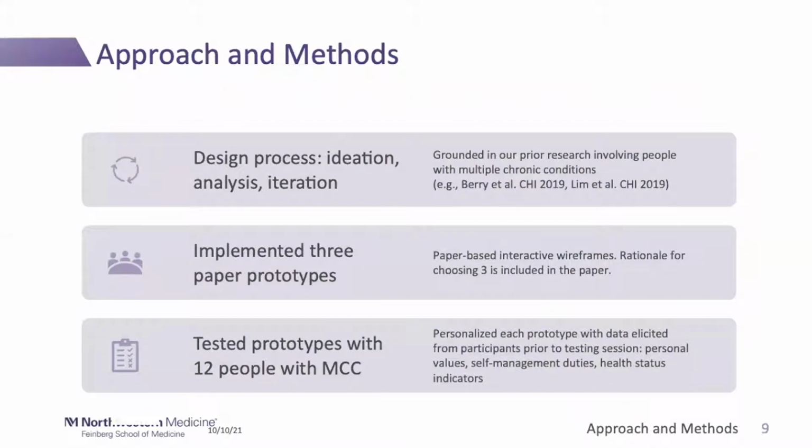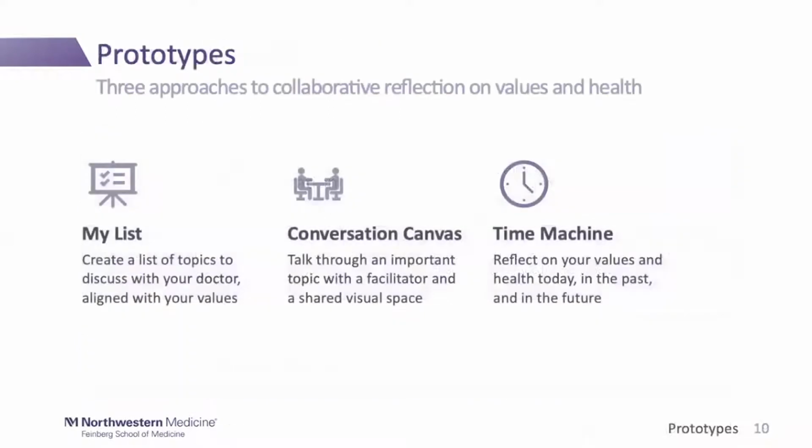In this project, we first generated dozens of ideas for different ways to support this reflection, and then chose the 3 most promising ideas and implemented them as paper-based interactive wireframes. Then we tested those prototypes with 12 people with MCC. The 3 prototypes we chose were MyList, Conversation Canvas, and Time Machine.